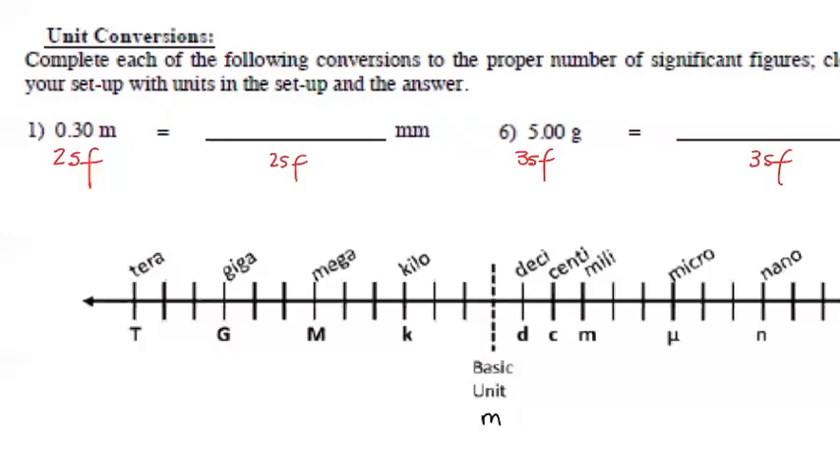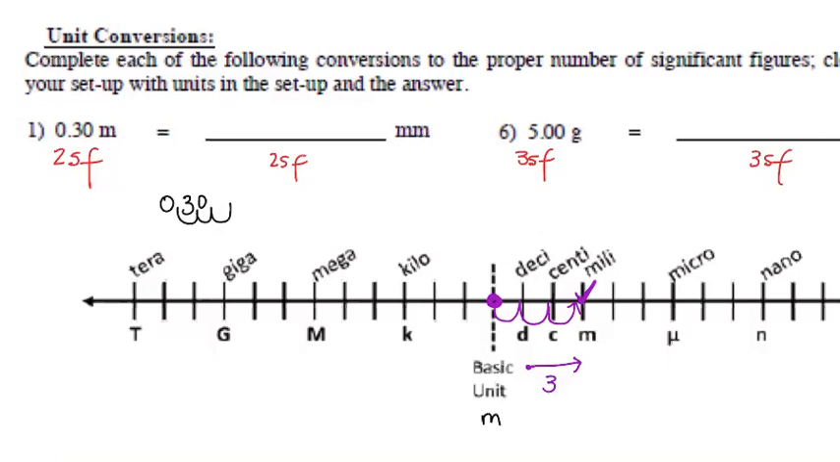Now, I'm given meters. I'm walking to millimeters. So what does this mean? I start right here. I'm walking here. What do I mean by walking? I'm going to take my decimal place and I'm going to move it. How many times? One, two, three times from left to right. So I look at my number, 0.30. I move that decimal place one time, two times, three times.